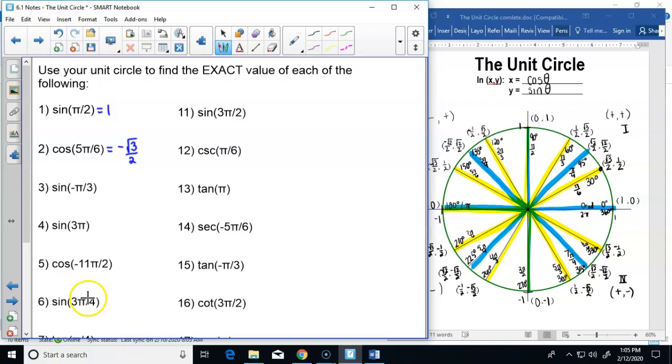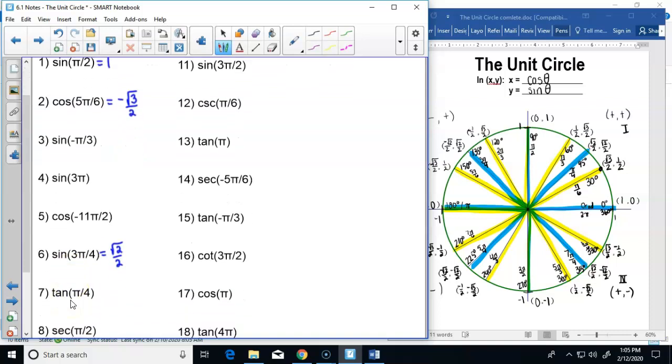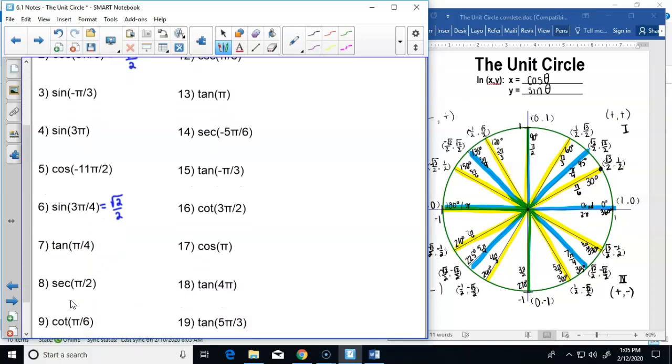3 pi over 4, that is on the unit circle. So if I'm looking for sine of 3 pi over 4, I'm going to find 3 pi over 4 on my unit circle. It's right here. And sine of 3 pi over 4 is right here. For 3 pi over 4, sine is the y-coordinate. So use the y-coordinate right here. I get positive square root of 2 over 2. Okay?